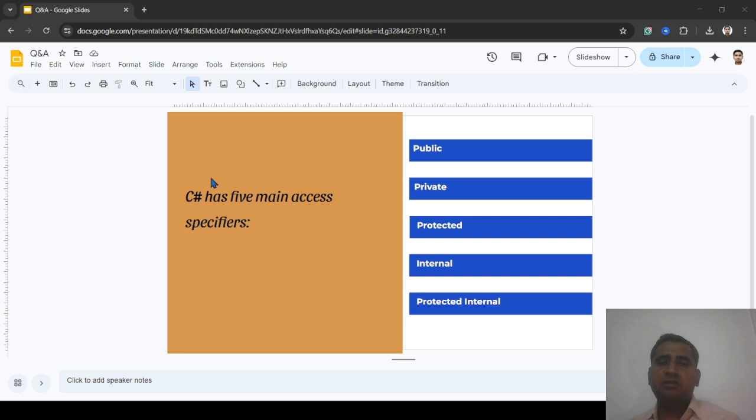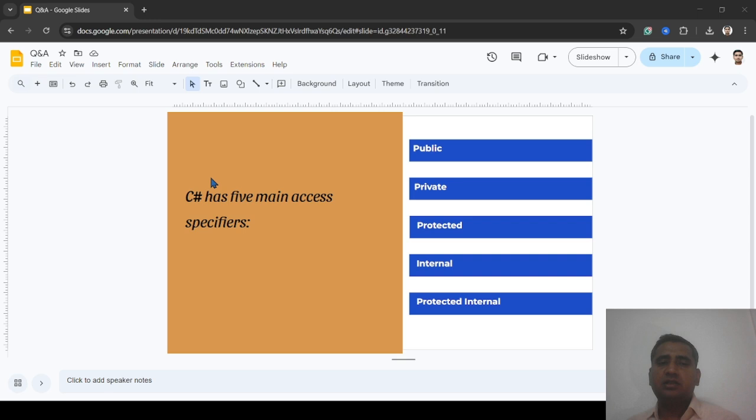Now the next is protected internal. This is a combination of both, so here we get the benefit of both protected and internal. A member declared as protected internal is accessible within the same assembly and in the derived class, even if that derived class is in a different assembly or outside of it. So this is the union of the two access specifiers, protected and internal. I hope this explanation is clear.